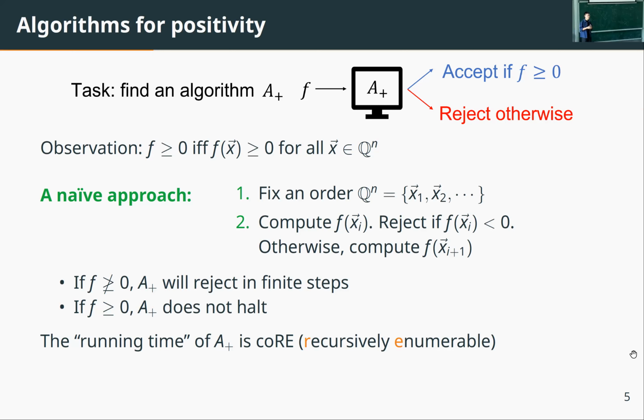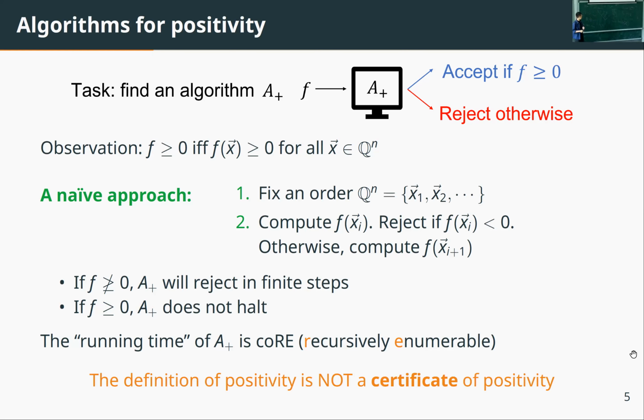And co-RE is the complement of RE. So for our algorithm A+, for the yes instance, the algorithm may not halt. But for no instance, the algorithm can reject in finite steps. So the punchline is, the definition of positivity is not a certificate of positivity. Here, when I say certificate, I mean some equivalent condition, and it's also operational, meaning that you can actually run it on some computer, and it tells you the correct answer in finite steps.